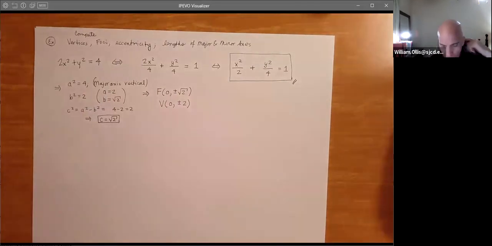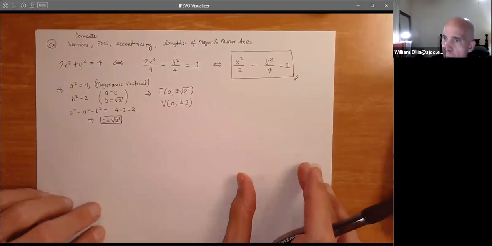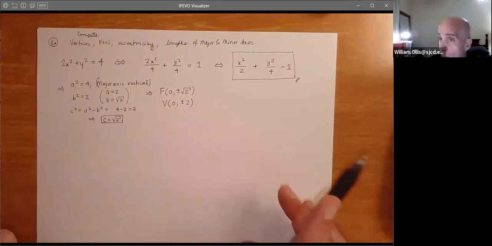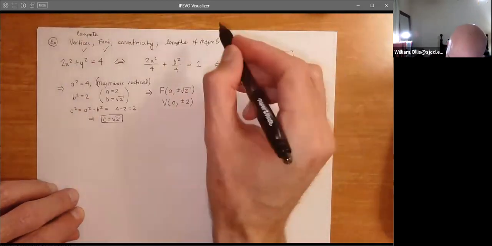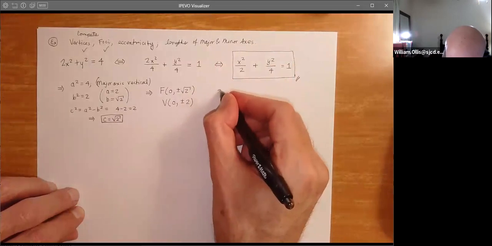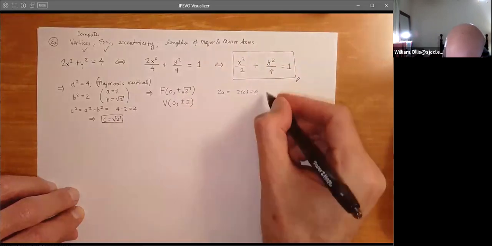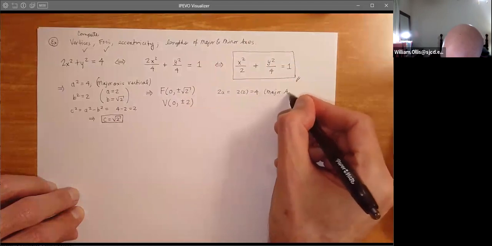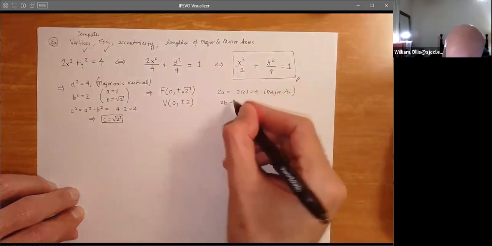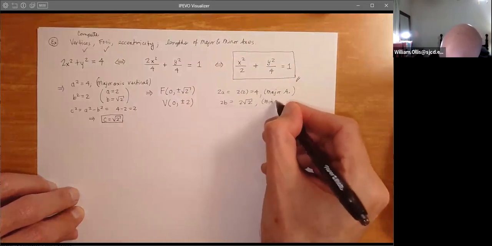So when you think about this kind of construct, you're like, this is no more difficult than the parabola, and we don't have a what? We don't have a directrix. Now, if we look here, we got the foci, we got the vertices. Let's go ahead and type this in. So 2a will be 2 times 2, which is 4. That's the major axis length. And then 2b is 2 root 2. This is the minor axis length.